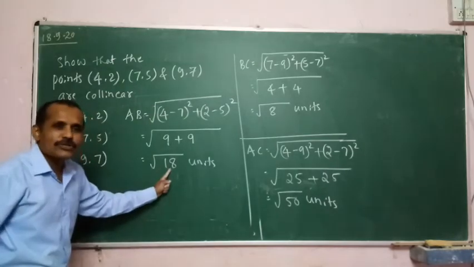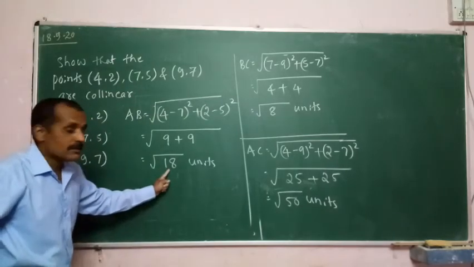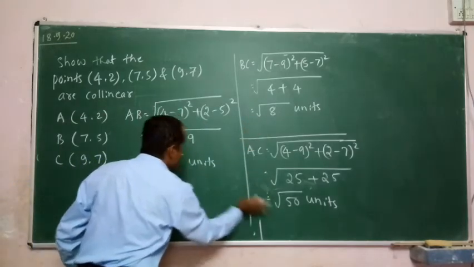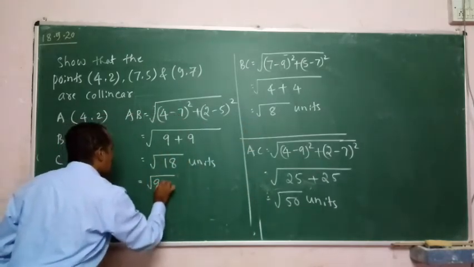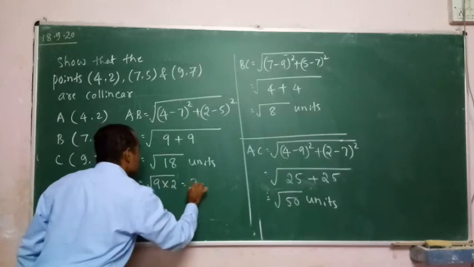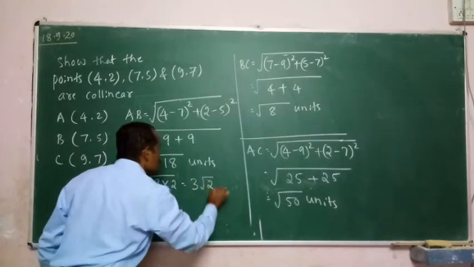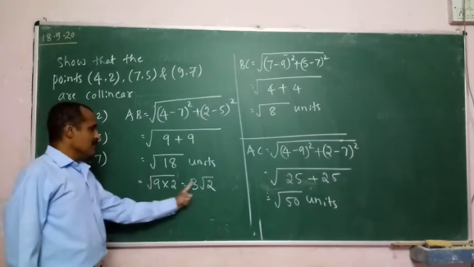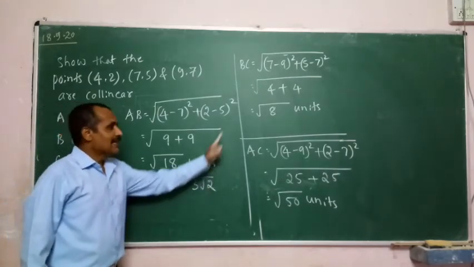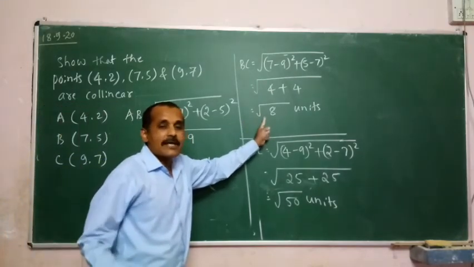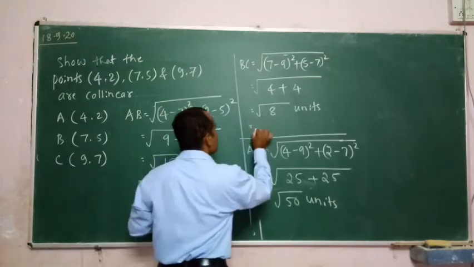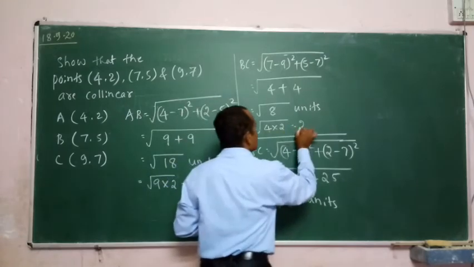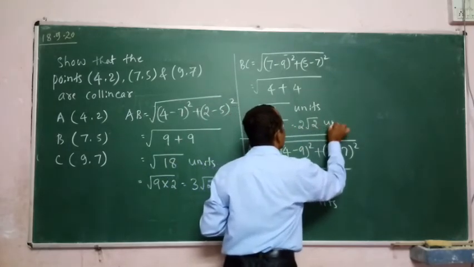Can I write it as 9 2s are? Yes. Here only I have given some space. I can write it as 9 2s are. So the answer is 3 root 2. See, square root of 9 is 3, root 2. Likewise, can you split this as 4 2s are? Under root 4 2s are. Square root of 4 is 2. It is 2 root 2 units.